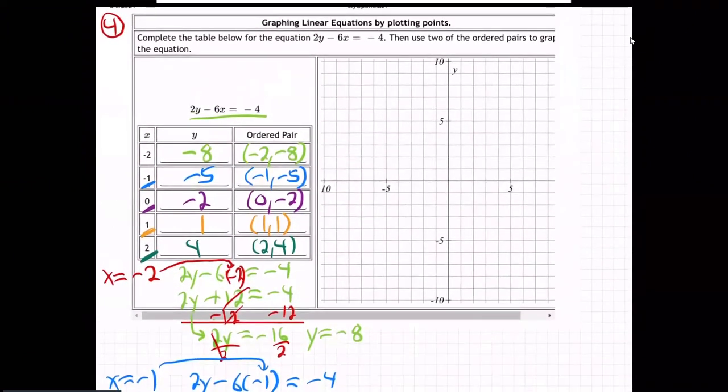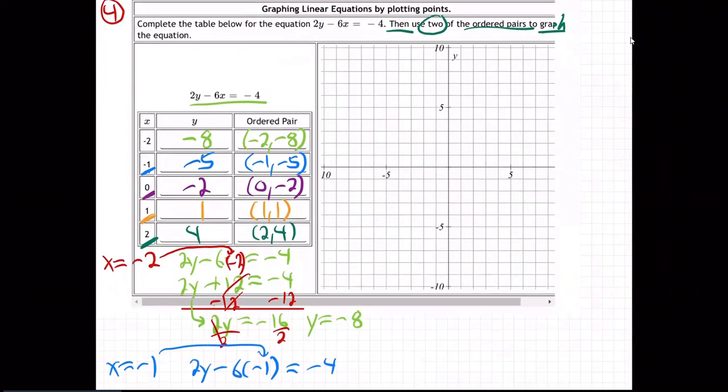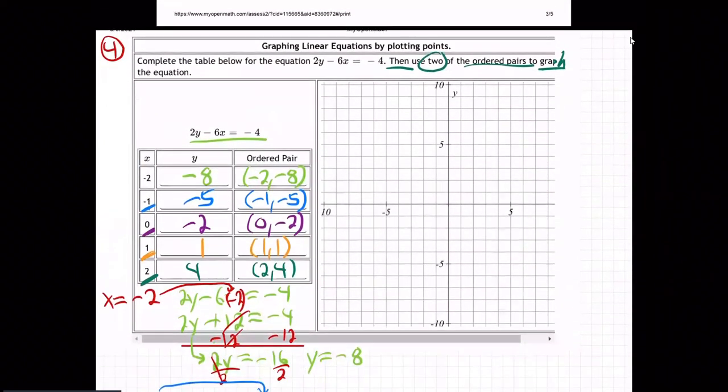That's a lot of work. And then notice what they say up here: then use 2 of the ordered pairs to graph. Whenever we use the line making tool, we only make 2 dots, because 2 points determine a line. A line goes through any 2 points. Which 2 points? Well, I'm just going to grab the easiest ones. I like 0, over 0, down 2. It just says use any 2, so I'll do that one.